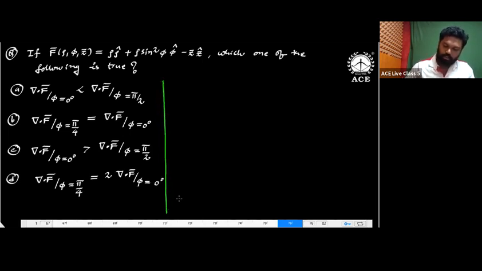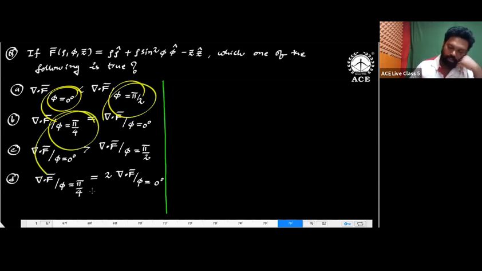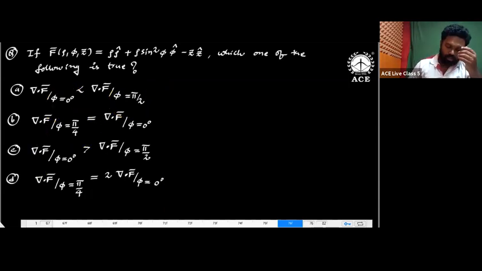So ultimately what you need to do, beta, is find the divergence of the given vector and apply the 3 limits here. What are the 3 limits? Phi equal to 0 is one limit, phi equal to pi by 2 is another, and the other one is phi equal to pi by 4. Yes, so find the divergence. It is in the cylindrical coordinate system.